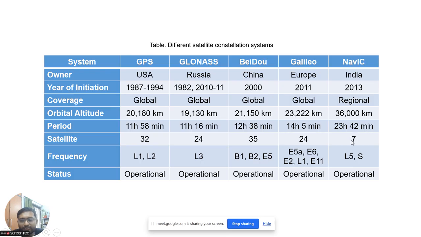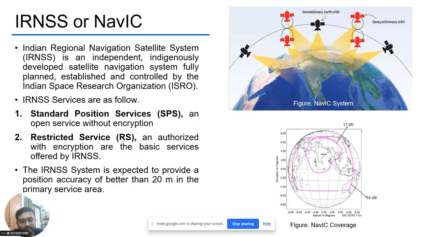Whereas India, we just have 7 satellites, and that's why it gives regional coverage only, not global coverage. Now, there are two types of service this GPS is providing us. The two words you might also have heard during the lectures are the standard positioning service and restricted positioning service. Standard is open for civilian and restricted is for military use. In standard you will get less accuracy, but in restricted service, since it's for military use, you will get very high accuracy at centimeter and decimeter levels as well.